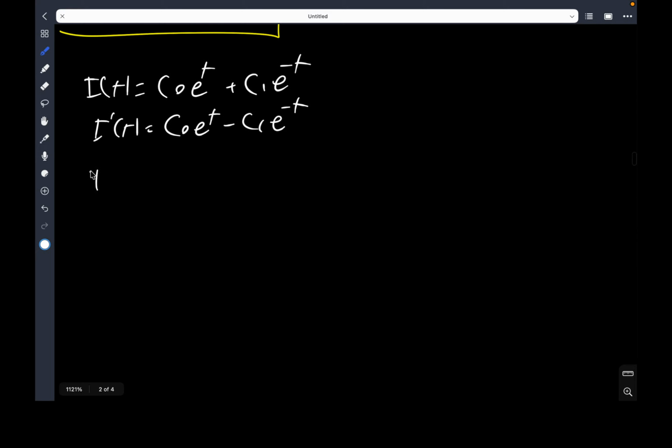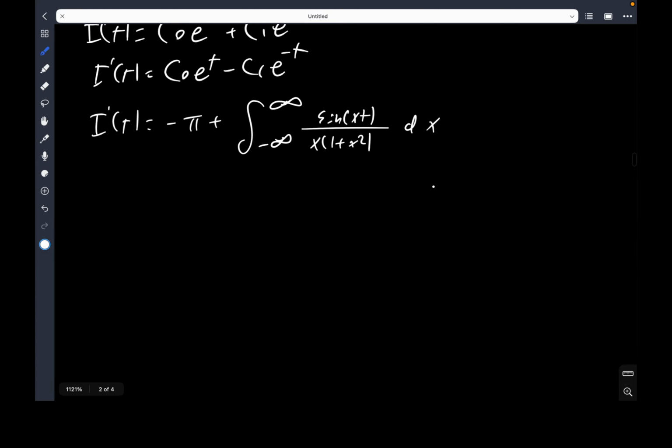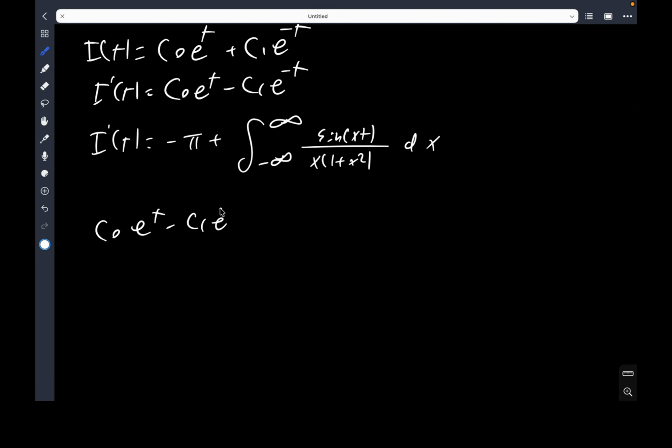So remember that I prime of t was negative pi plus the integral from negative infinity to infinity of sine of xt over x times 1 plus x squared dx. And I'm going to equate these two to each other. c0 e to the t minus c1 e to the negative t equals negative pi plus the integral from negative infinity to infinity of sine of xt over x times 1 plus x squared dx.